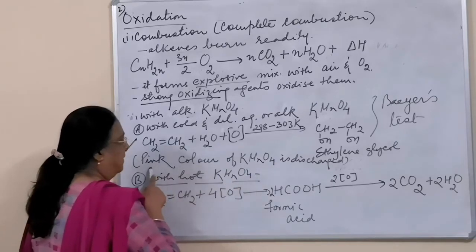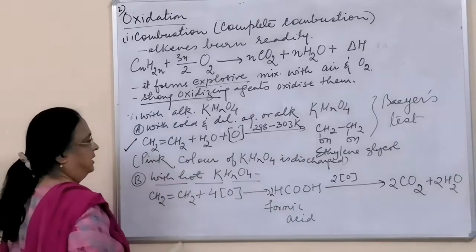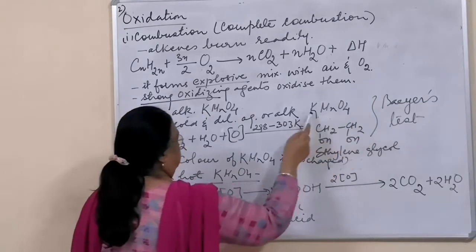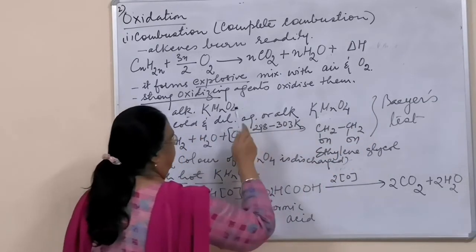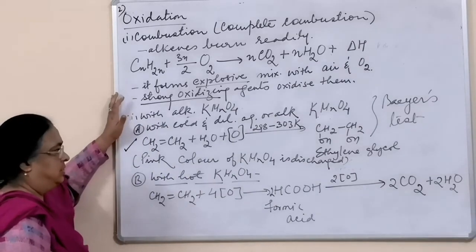Then the important feature of this is a test for alkene also, that is the color of the potassium permanganate, which is pink, that is decolorized when an alkene is added, and this test is called Bayer's test. Alkaline KMnO4 is called Bayer's reagent, and so this test is called Bayer's test. So this is another test.